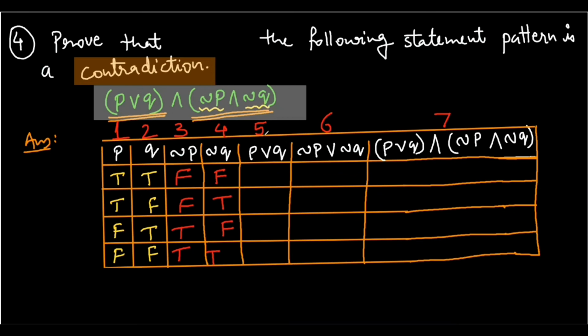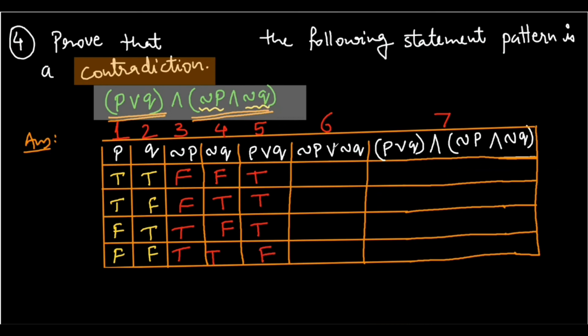Okay. Then P or Q. You know the law for P or Q. When P, Q both are false, then false, otherwise true. P or Q. So here, this is true. This is true because both are not false. This is also true. Here both are false, so false.